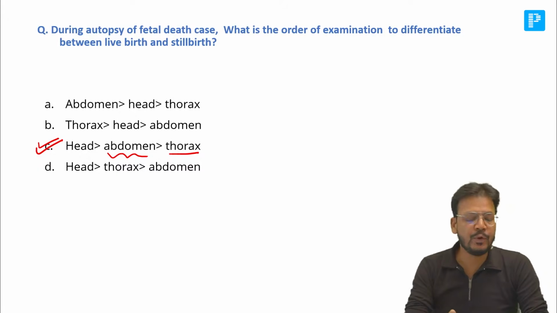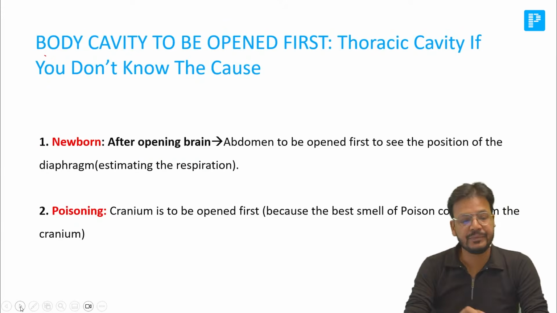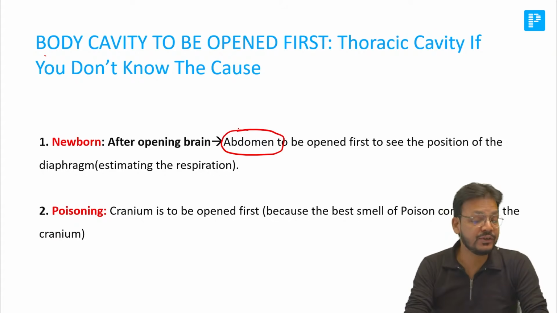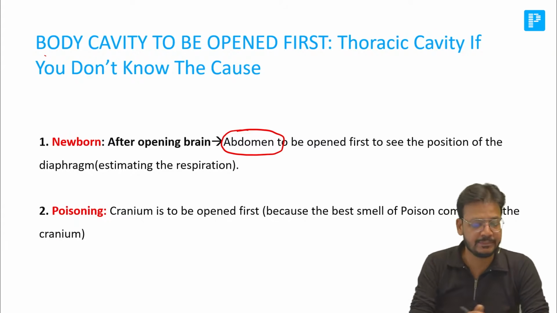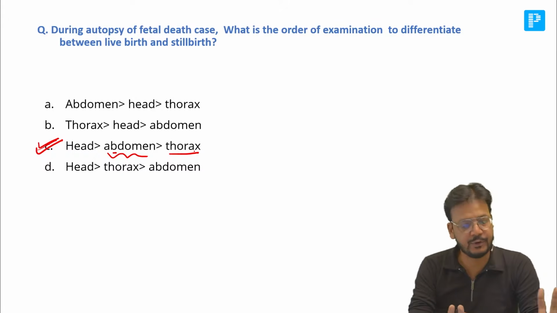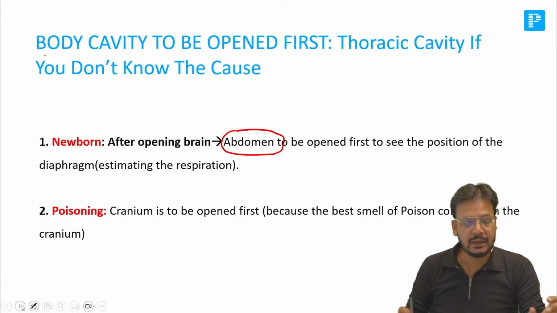Why open the abdomen first before the thorax? To see the position of the diaphragm. Yes, Sejal, absolutely right. In newborn, what cavity has to be opened? Definitely the abdomen has to be opened first to see the position of the diaphragm before the thorax. But here, head will be the best answer. First is head, then abdomen, then thorax. That's very important to see the position of the diaphragm. Don't make a mistake.